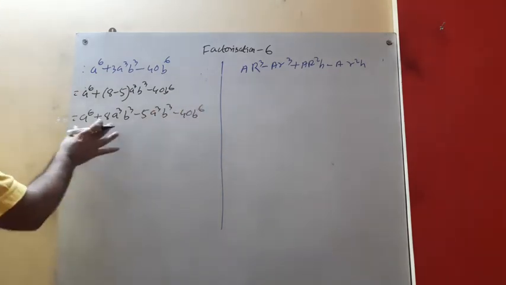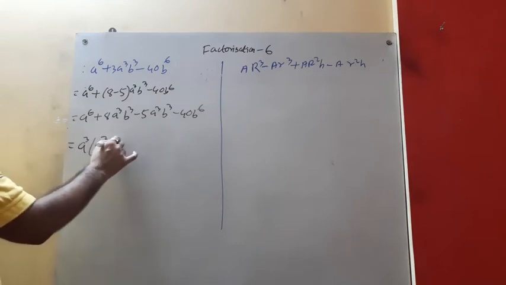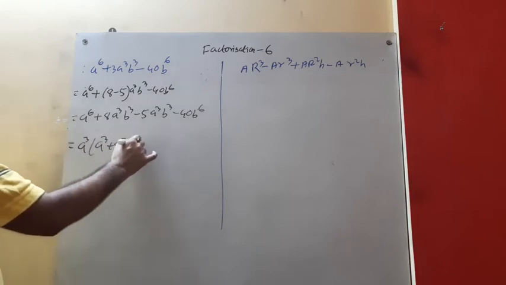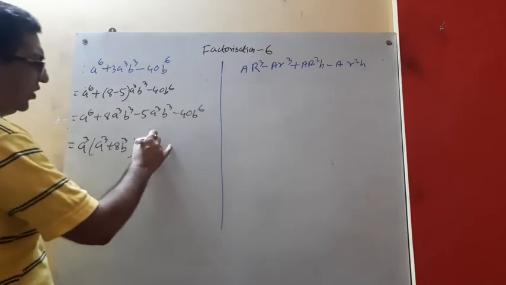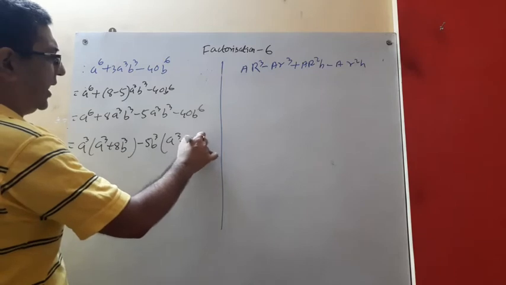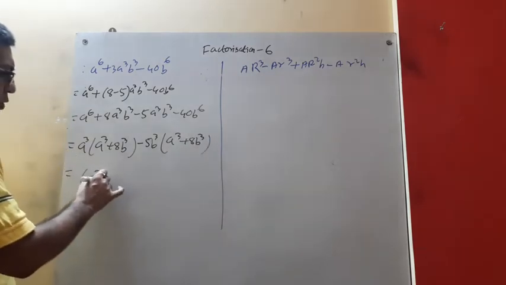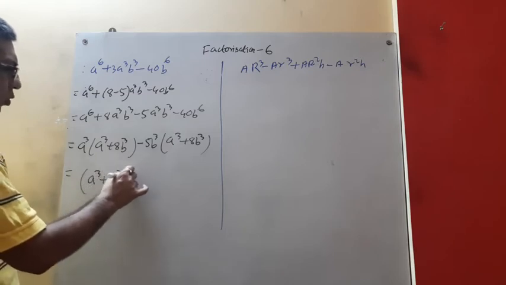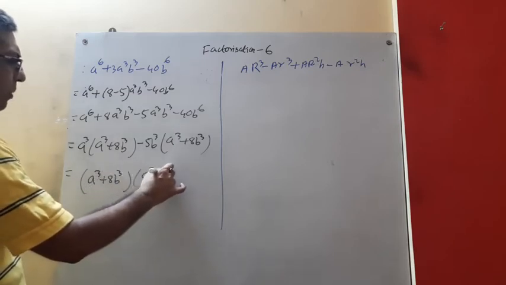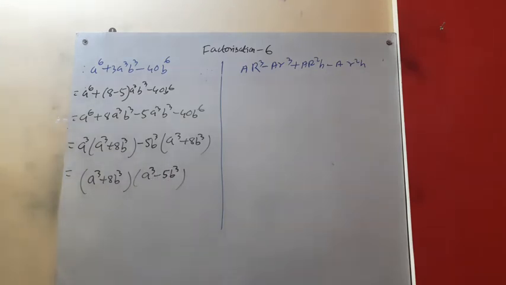Okay. So from these two, what are we getting? A cube common, a cube plus 8 b cube. From these two, minus 5 b cube common. So we are getting a cube plus 8 b cube, right? So a cube plus 8 b cube into a cube minus 5 b cube. Okay. A cube plus 8 b cube into a cube minus 5 b cube. Right?